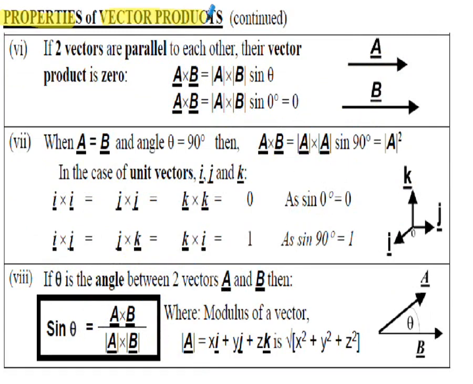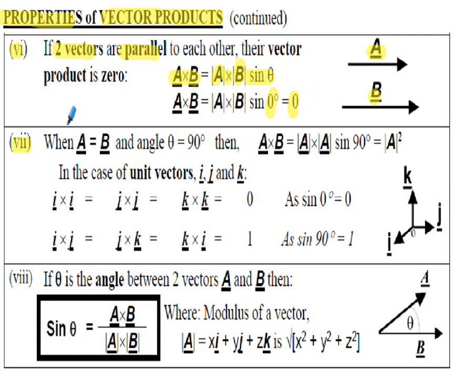Properties of vector products continued. Property 6. If two vectors are parallel to each other, so vectors A and B are parallel, then from the definition of a vector product, A cross B is equal to the magnitude of A times the magnitude of B multiplied by the sine of theta. But if they're parallel, then angle theta is 0, and the sine of 0 is 0. So in this case, the vector product A cross B would be 0.